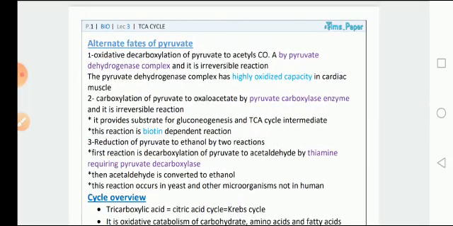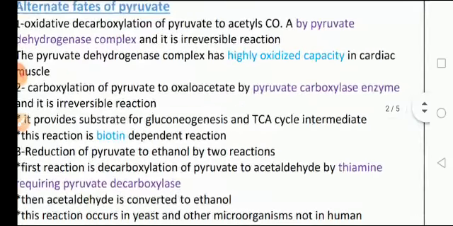This reaction is catalyzed by the pyruvate carboxylase enzyme, and it's irreversible. This enzyme actually requires biotin, and that's why we call this reaction a biotin-dependent reaction. The oxaloacetate, which I have produced here, will be used in either the TCA cycle or gluconeogenesis. We are going to go through gluconeogenesis in the next lecture.